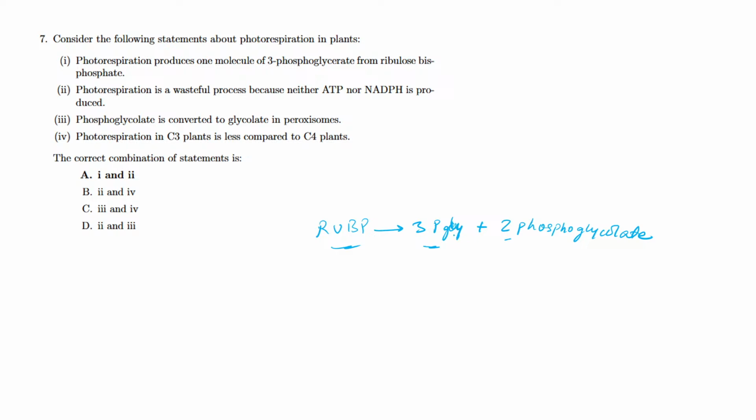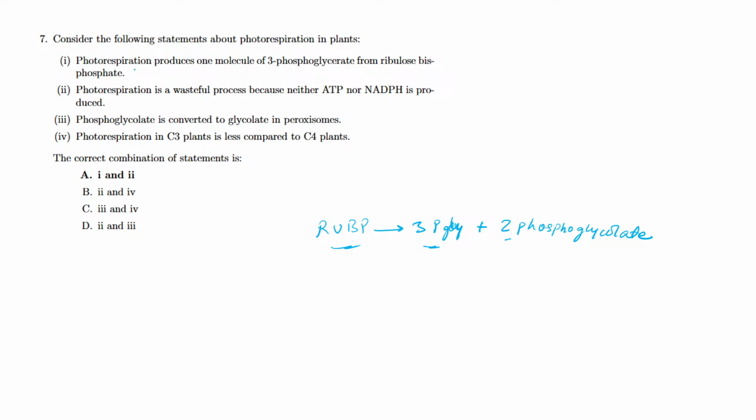But the thing is, photorespiration is a very wasteful process for a plant because it neither produces ATP nor NADPH. This is basically what photorespiration is. And if I talk about the location where photorespiration occurs, the phosphoglycolate is initially converted to glycolate in the chloroplast, but not in the peroxisome. Then the glycolate is transported to the peroxisome, where the further metabolism occurs.